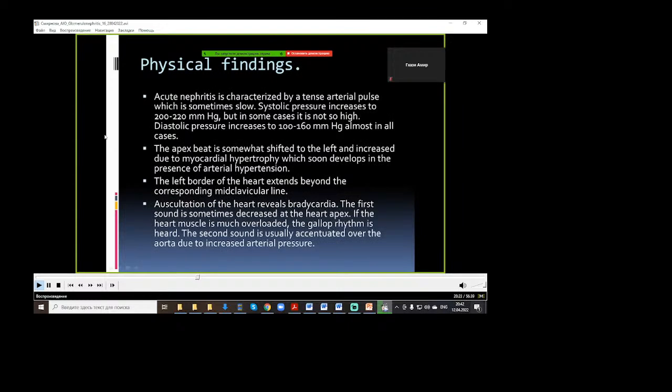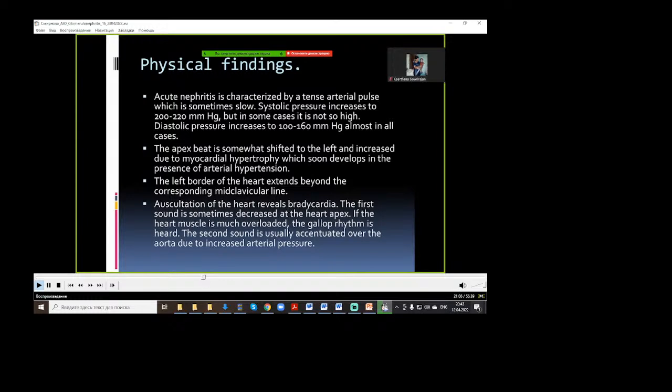Acute nephritis is characterized by a tense arterial pulse, which is sometimes slow. Systolic pressure increases to 200 or even 220 millimeters, but in some cases it is not so high. Diastolic pressure also increases. Apex beat may be shifted to the left and increased due to myocardial hypertrophy, which soon develops in the presence of arterial hypertension. The left border of the heart extends beyond the corresponding midclavicular line.